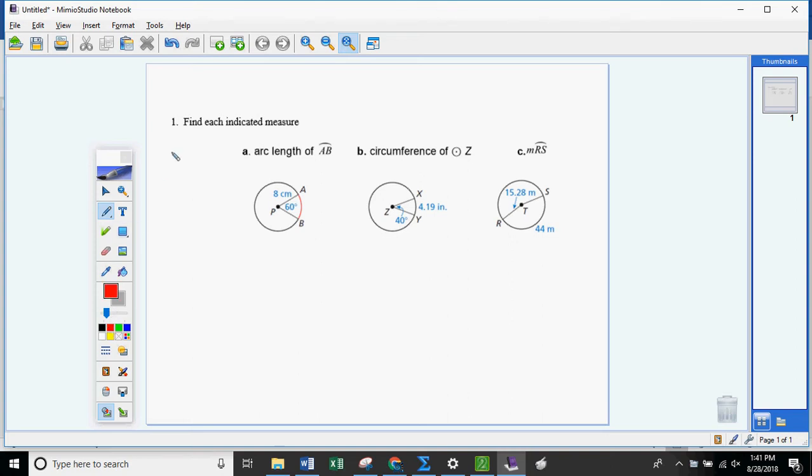Notes, so I wanted to finish them up here on this video. We are using a new formula, a new proportion, where we talk about the arc length is in proportion to the circumference as the arc measure, remember this is in degrees, is to 360 degrees.